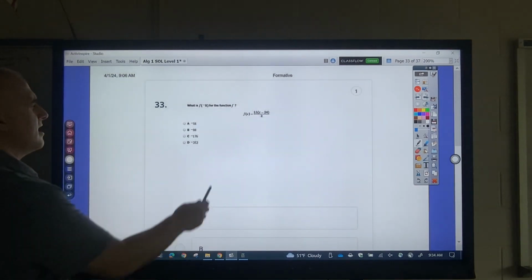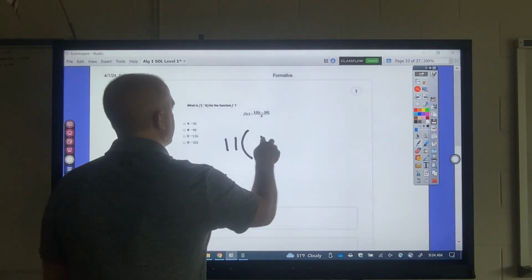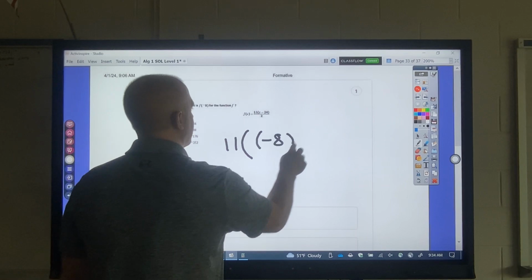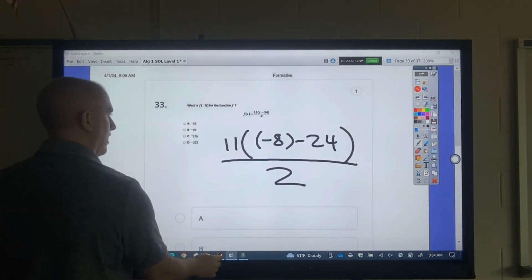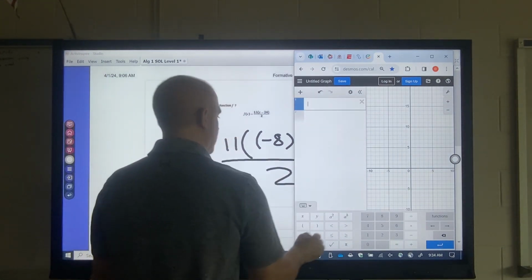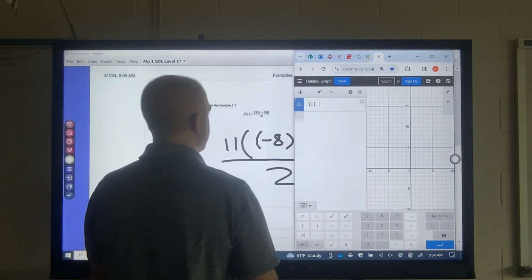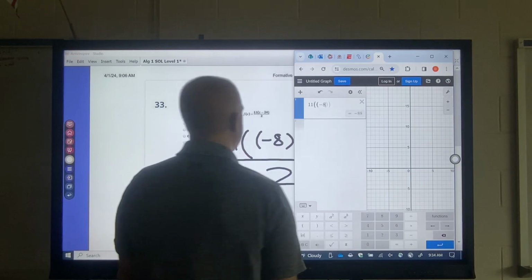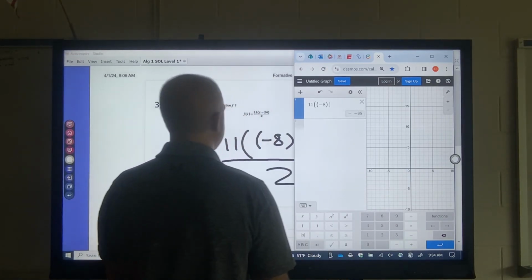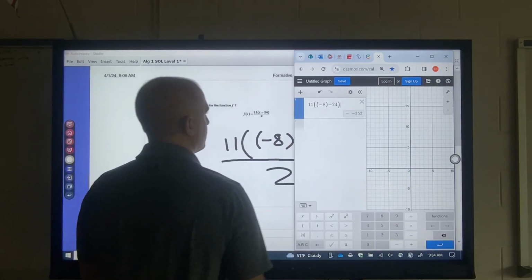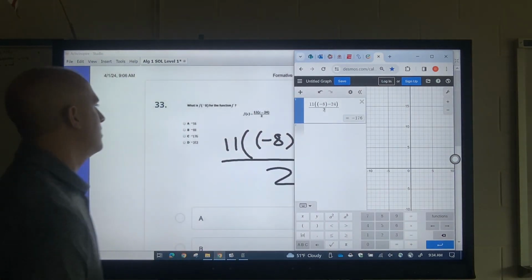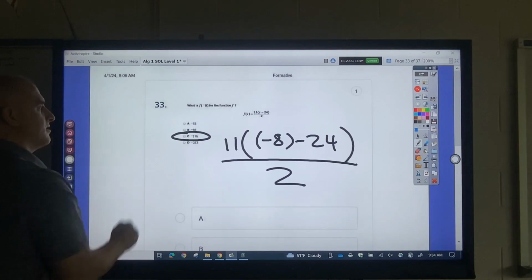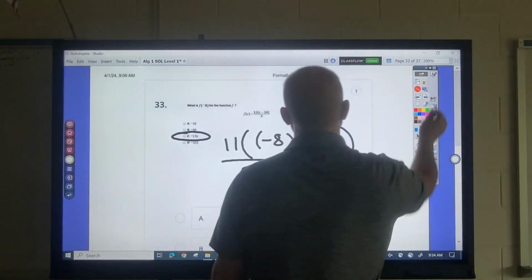Same thing here. This is 11, parenthesis again, negative 8 minus 24 divided by 2. So I would go 11, parenthesis, parenthesis again, negative 8. Close my parenthesis, minus 24, close it again, divided by 2. That gives me negative 176. Okay?